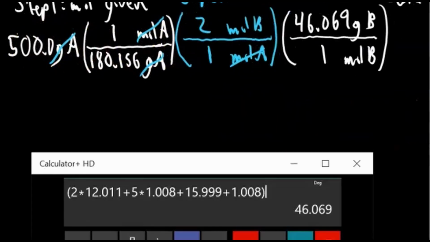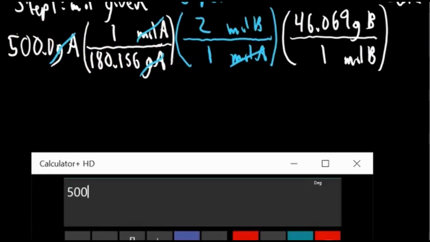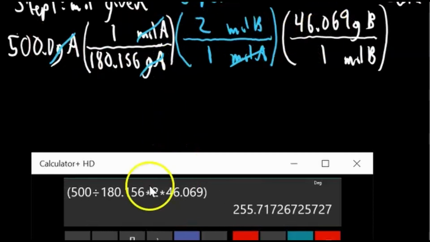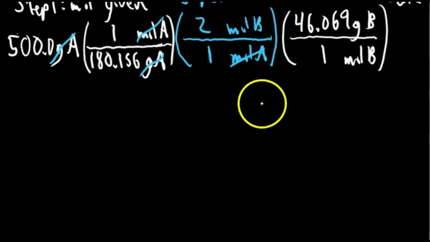Now we can do this all in one fell swoop. This is all one calculation. I'll show you how to do this. It's pretty simple. You just do 500 divided by 180.156. Then we multiply it by 2. Then we multiply it by 46.069. Notice I don't need brackets. Pretty much any calculator knows the order of operations. If your calculator does require brackets to do this, let me know which calculator that is. I'd be curious because I really haven't seen any anomalies. We just write it in as we see it. Okay, so 255.72. That's what the calculator gives us.